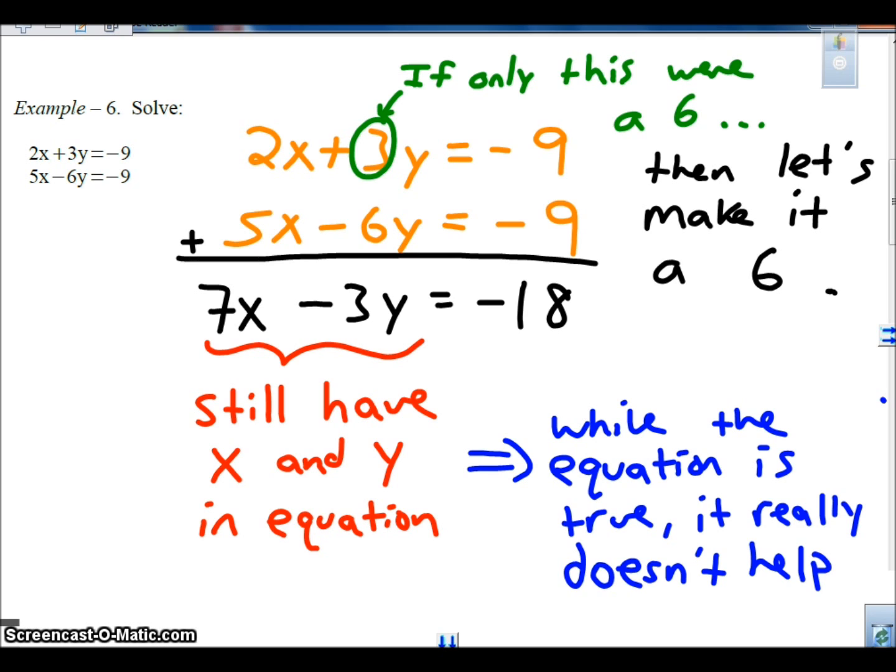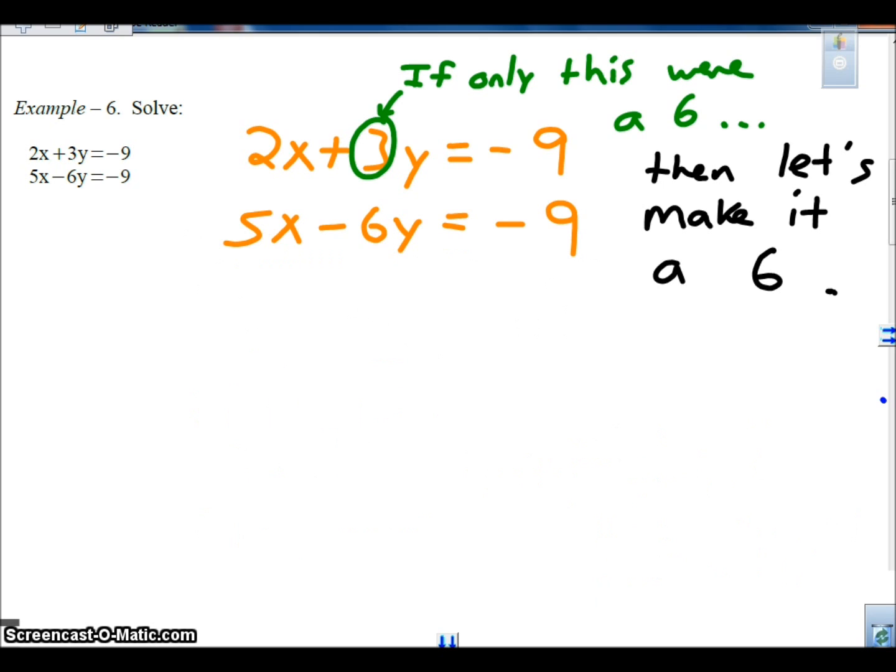Right? So let's make it a 6, but we have to do it mathematically. We can't just erase the 3 and write a 6 in there. How can we make this 3 into a 6? We can multiply the top equation by 2. And when I say multiplying the equation by 2, I mean multiply the left-hand side by 2 and multiply the right-hand side by 2. We can get a 6 there in front of that y, because we'll get 2 times 3, which is 6.